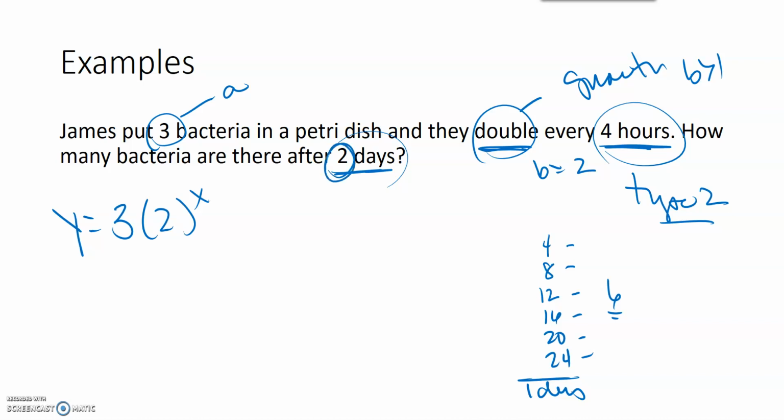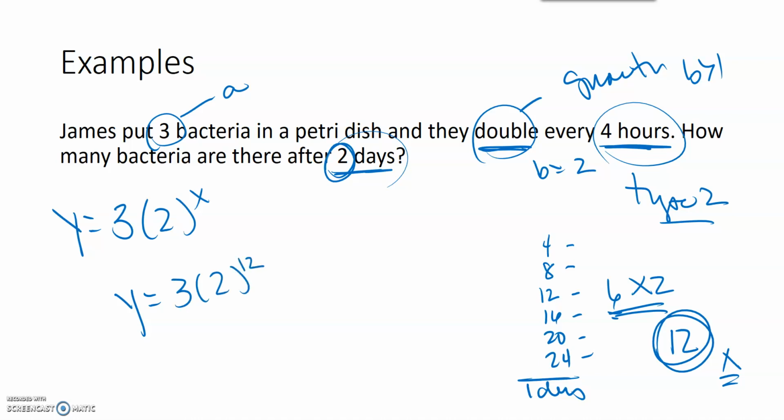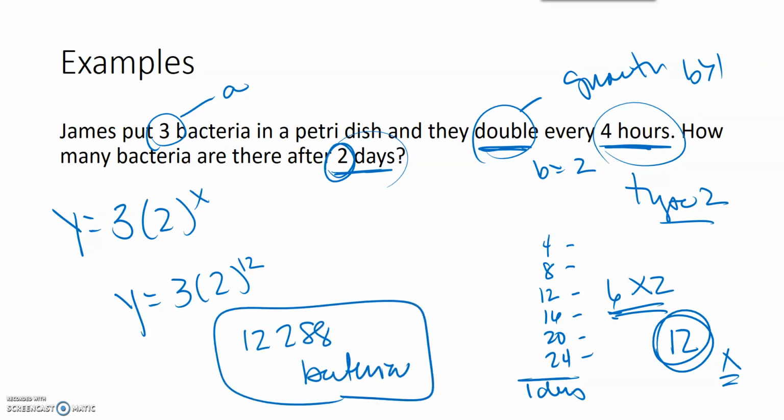I really want 2 days, so I'm going to take that 6 and I'm going to multiply it by 2. So that means there are 12 doubling periods in 2 days for this bacteria. So then 12 is my x. Y equals 3 times 2 to the 12th. And we take that now and we put it in our calculator. 3 times 2 to the 12th power, and we get 12,288 bacteria. Okay, and that would be our answer to the problem.